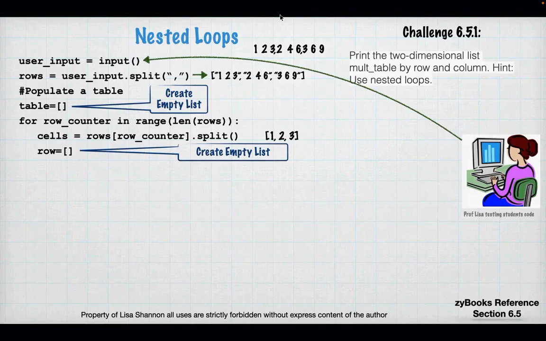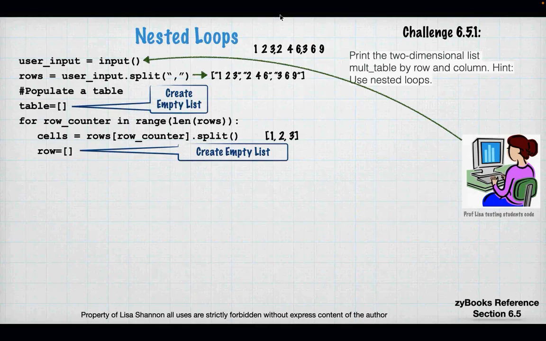So how do I make this into a multidimensional list? Well, the way I do that is I create a list that's going to hold everything. So my list that's going to hold everything is table, and I create it as an empty list, just an open square bracket and a closed square bracket. And then what I'm going to do is say for row counter in range len rows. Okay? So rows is the second line of this script, and it is what came out of the split.